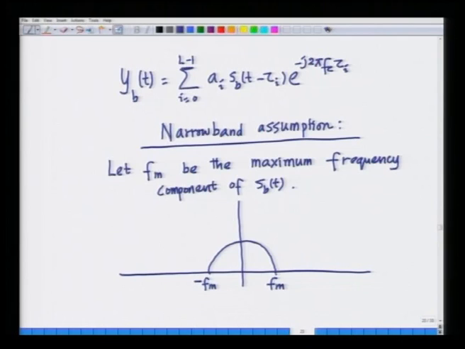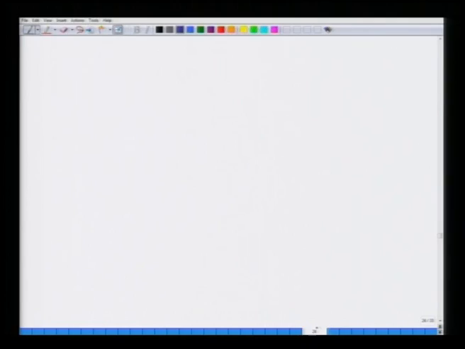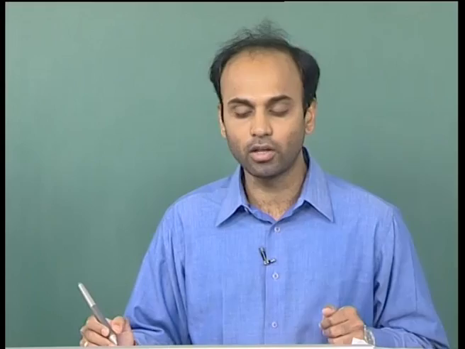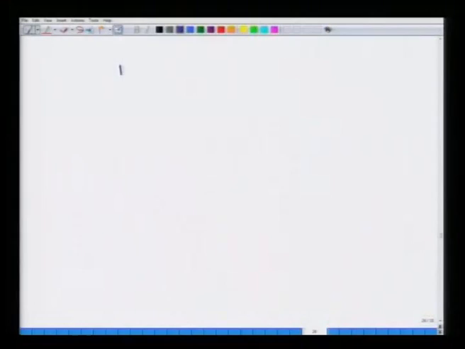All right. Now, for instance, for a GSM signal, the total bandwidth, that is 2 f m, is 200 kilohertz, which means f m is 100 kilohertz. For instance, example, GSM, f m is 100 kilohertz.